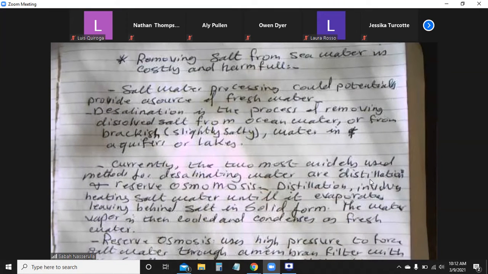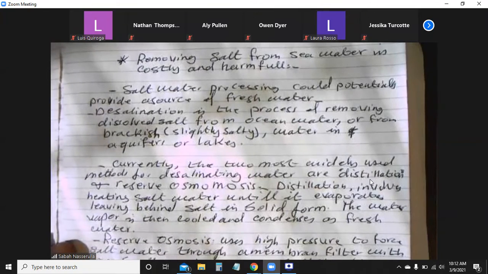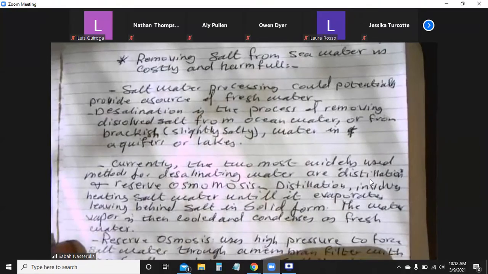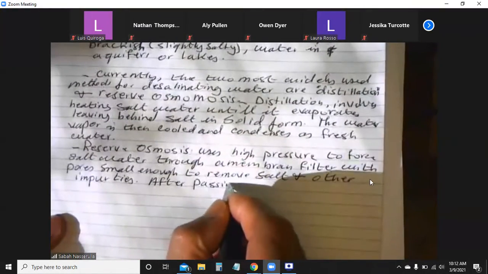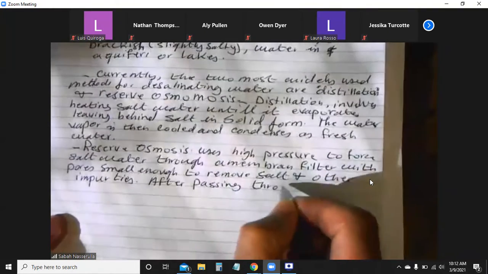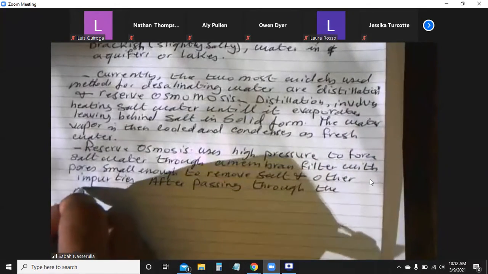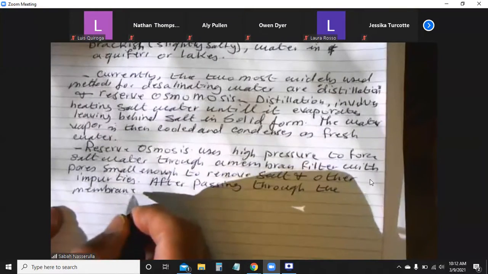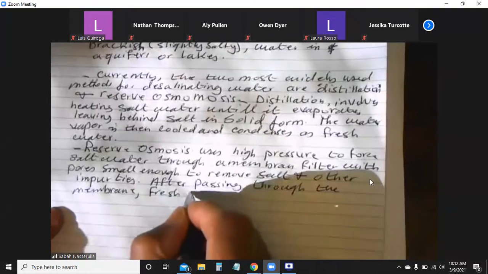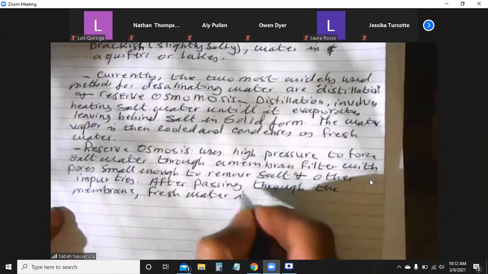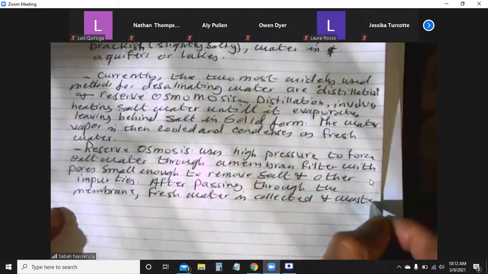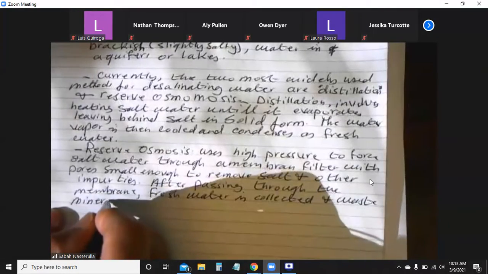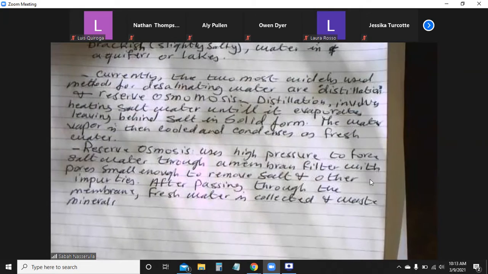And usually after going through the membrane, all the minerals and waste are flushed away. To mention this point here, after passing through the membrane, fresh water is collected, and waste minerals are flushed away.